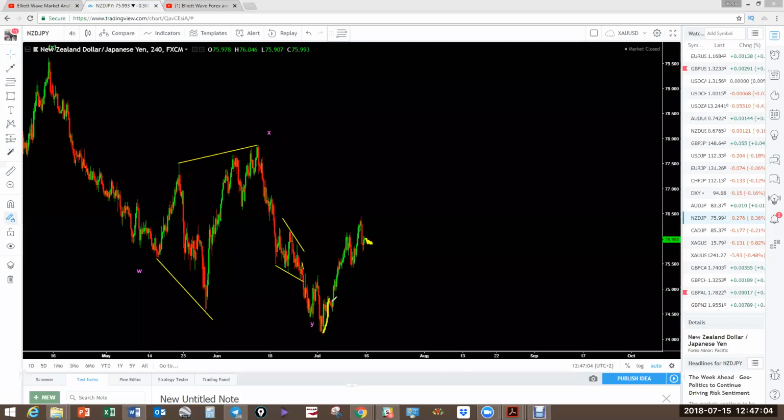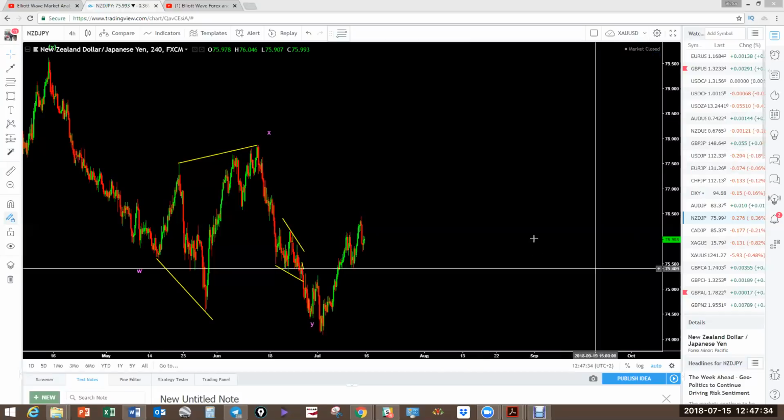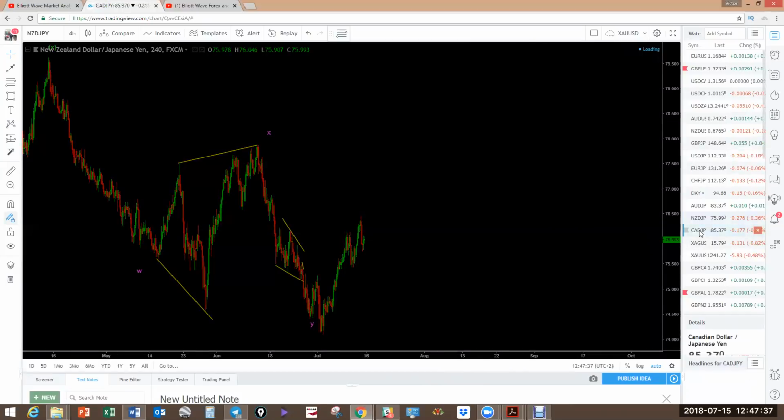This one has actually made a 1, 2, 3, 4, 5. So you could get a correction here like that before it carries on with a move to the upside. But this correction may be a bit more sideways like that, something like this. I always just forecast a regular flat, but it doesn't mean that this is the correction that's going to play out. I'm just showing that we're going to get some kind of sideways move here before we go to the upside. So wait for that. Okay, so that is New Zealand.